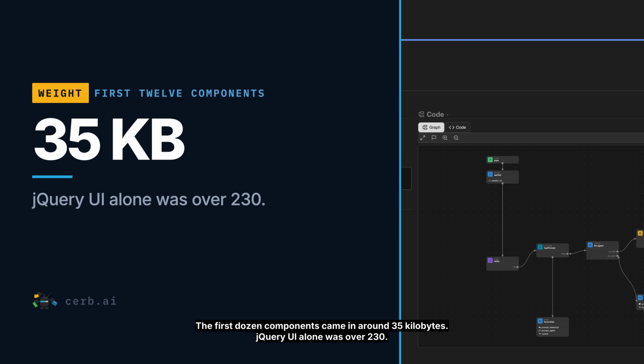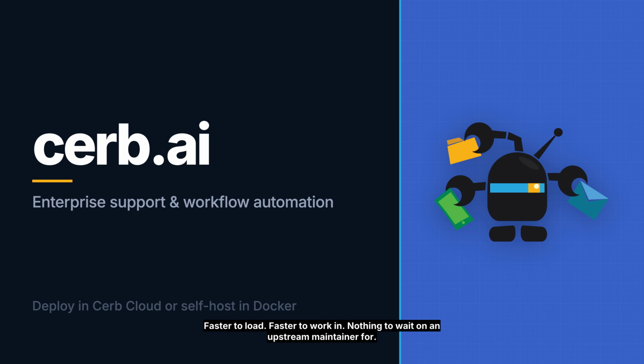And it's lighter. The first dozen components came in around 35 kilobytes. jQuery UI alone was over 230. Faster to load, faster to work in, nothing to wait on an upstream maintainer for.